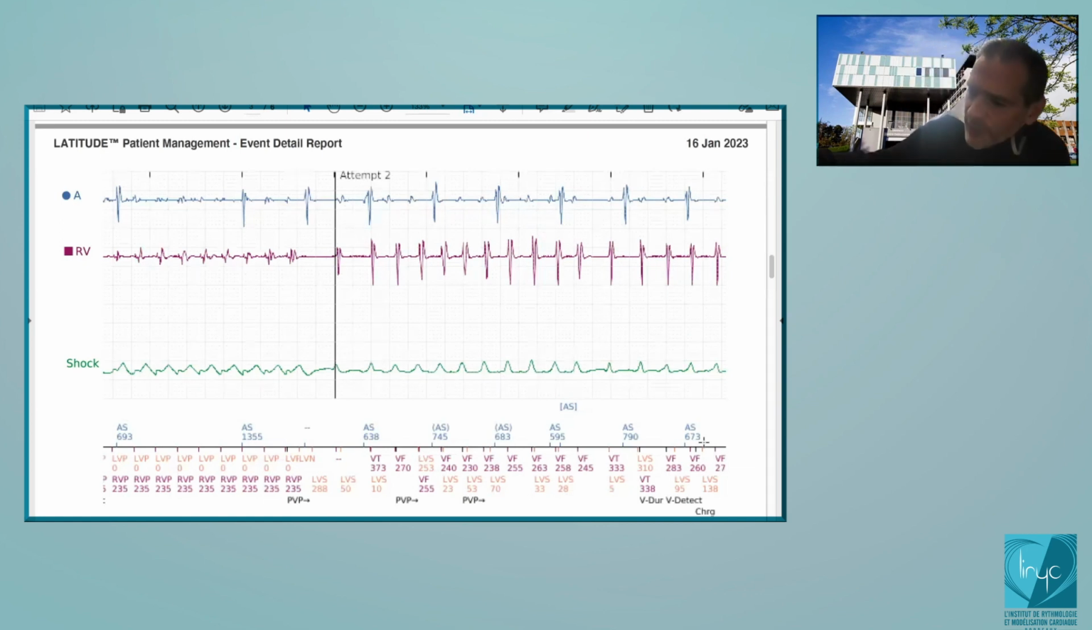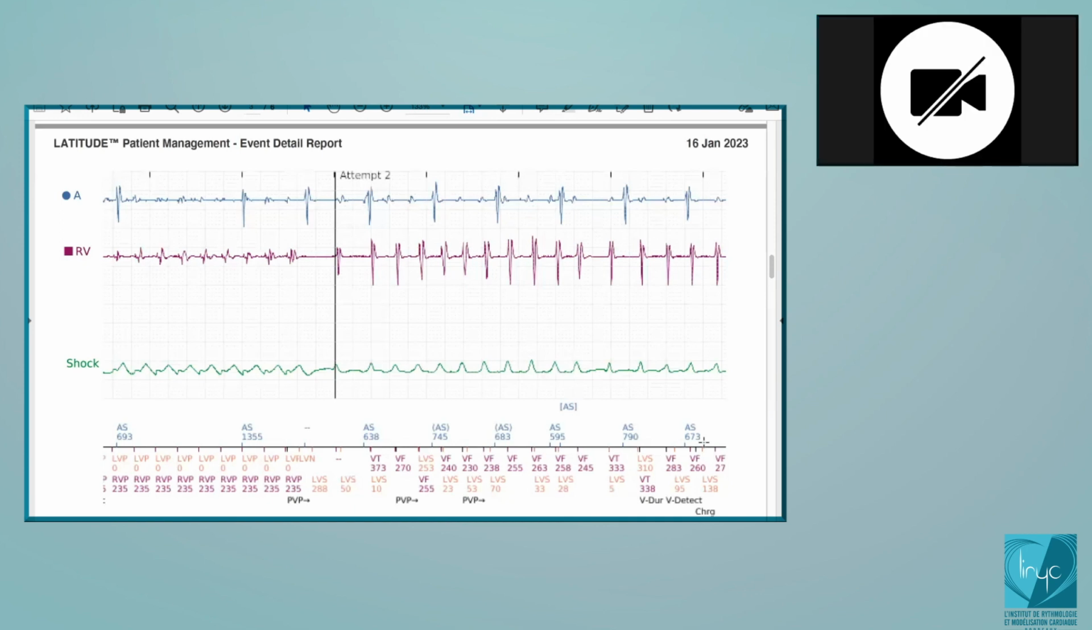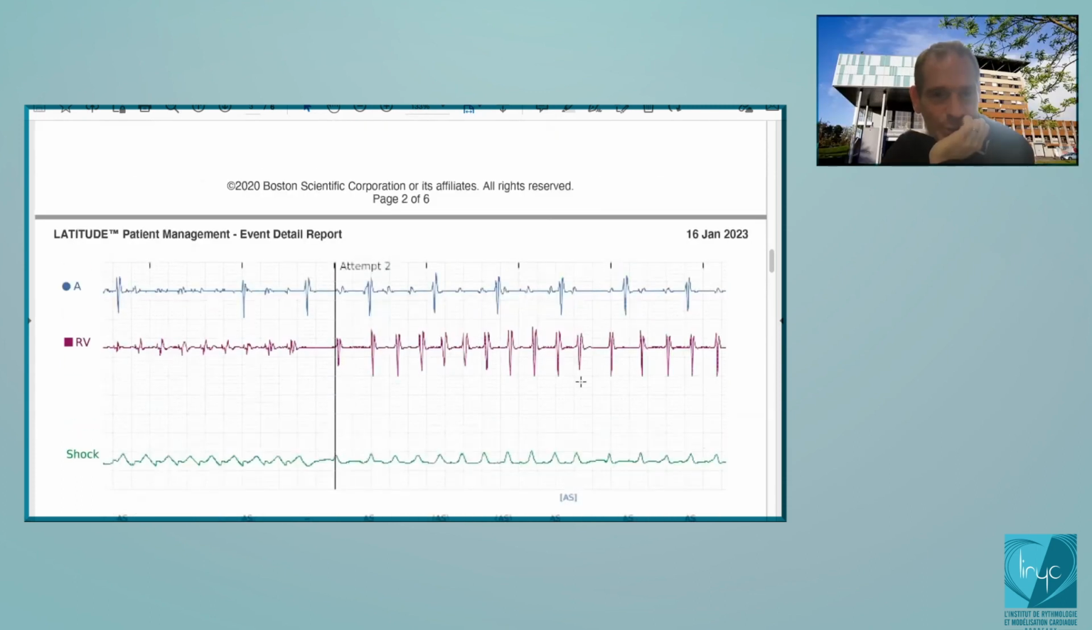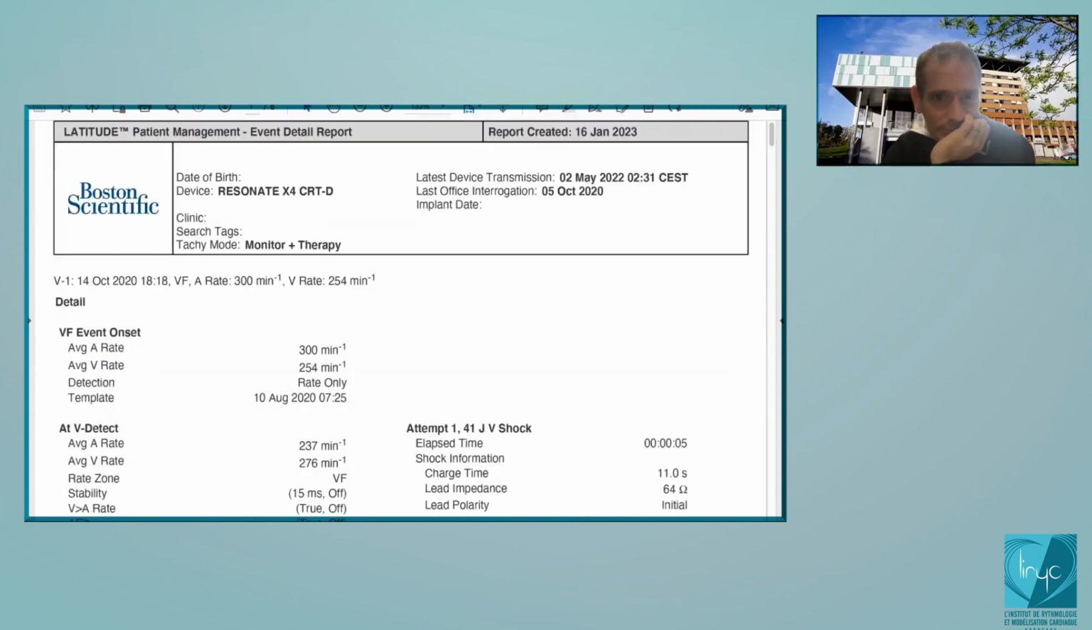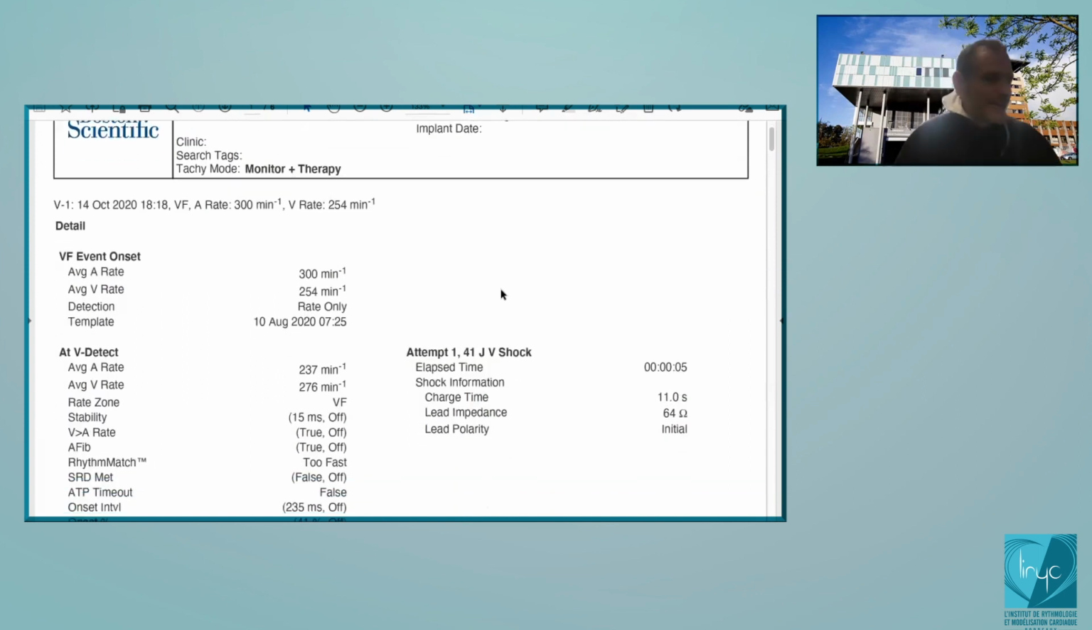Since all the markers of VF will also implement the VT, you need to program a longer duration for the VT zone compared to the VF zone. Okay, clear? Good. So this one is then treated, but not effective. Are there questions? It's simple, not so complicated, but we need to understand this.